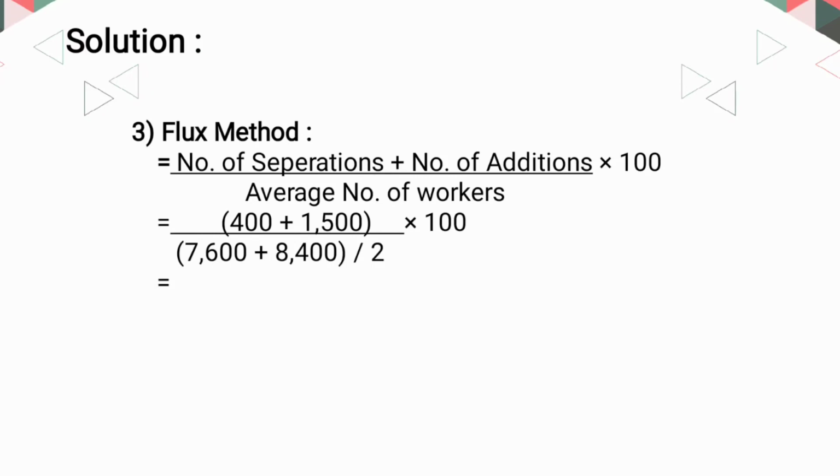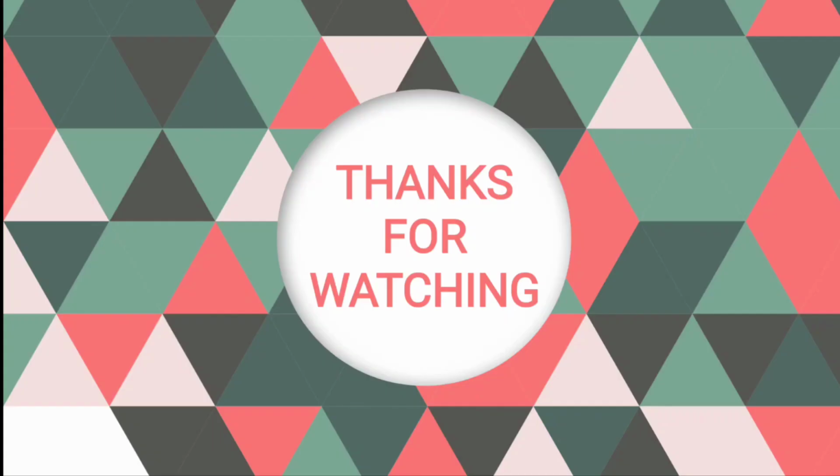1,900 divided by 8,000 into 100, which will be equal to 23.75%. So the labor turnover by flux method is 23.75%.